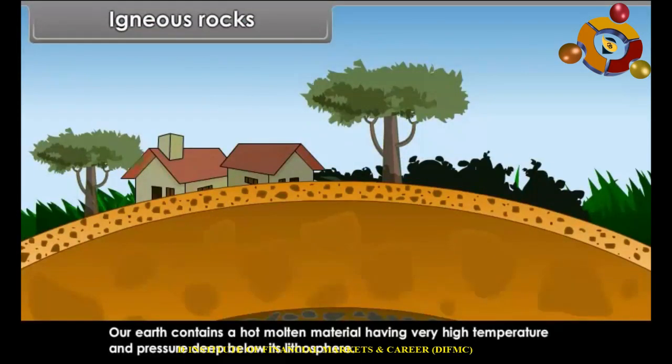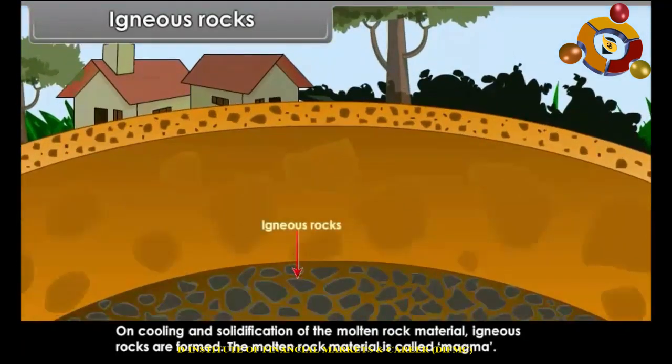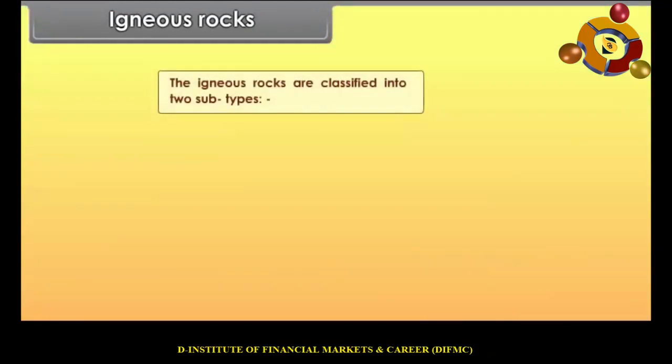Our Earth contains a hot, molten material having very high temperature and pressure deep below its lithosphere. On cooling and solidification of the molten rock material, igneous rocks are formed. The molten rock material is called magma. The igneous rocks are classified into two subtypes: extrusive igneous rocks and intrusive igneous rocks.